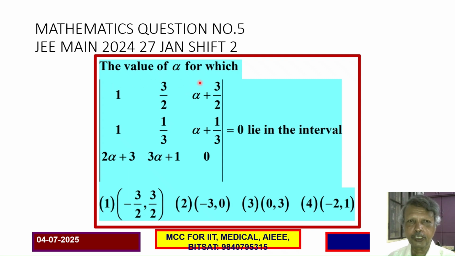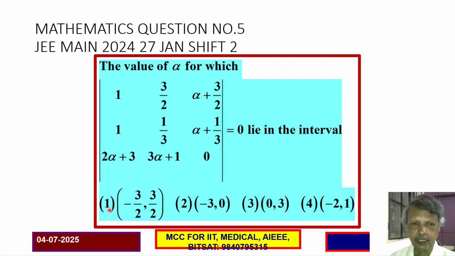This is the question. The value of alpha is given here, for which the 3 by 3 determinant 1, 3 by 2, alpha plus 3 by 2, 1 by 3, alpha plus 1 by 3, 2 alpha plus 3, 3, alpha plus 1, 0 equals 0. They are asking the value of alpha, but in which interval the value of alpha lies.